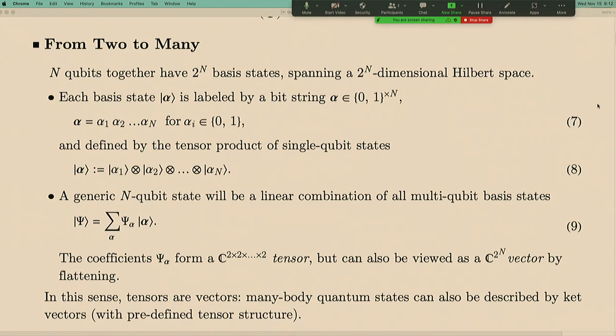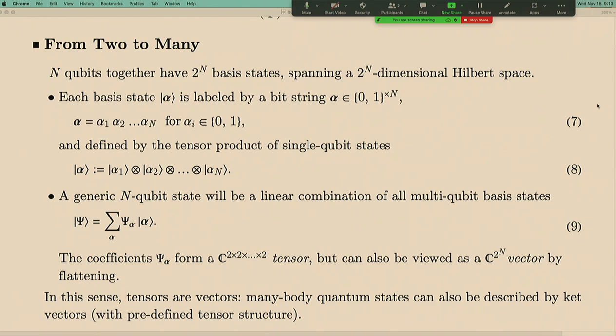But this only describes the basis vector. It hasn't described the generic n-qubit state yet. A generic n-qubit state in such a large Hilbert space for this multi-qubit system will be a linear combination of all the possible bases, where the bases are labeled by this bit string or sequence. You need to sum over all the possible sequences, and there are 2 to the power n of them. And you combine all the bases with the superposition coefficients. These coefficients are jointly labeled by the whole sequence, and every position of the sequence can take 0 or 1. So it looks like a 2 by 2 by 2 by 2 all the way n times.